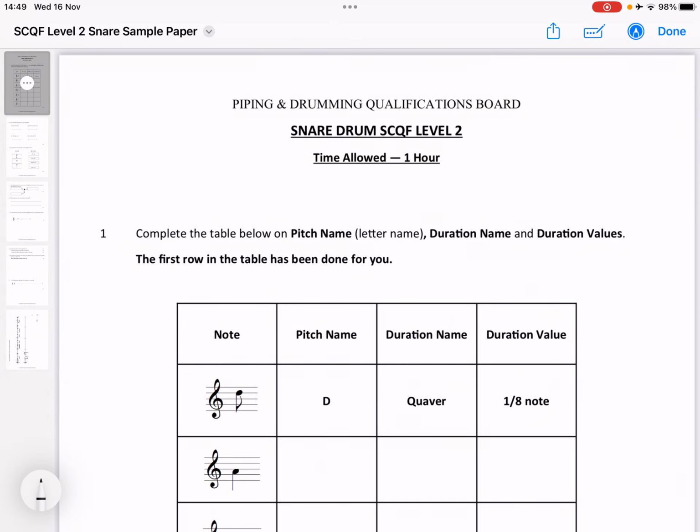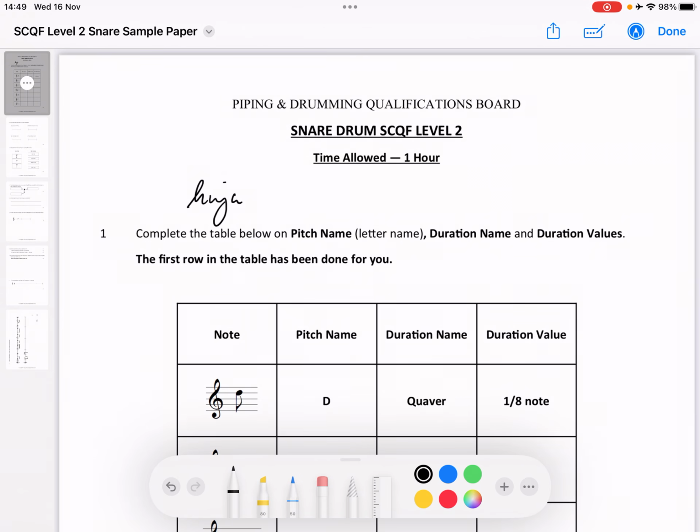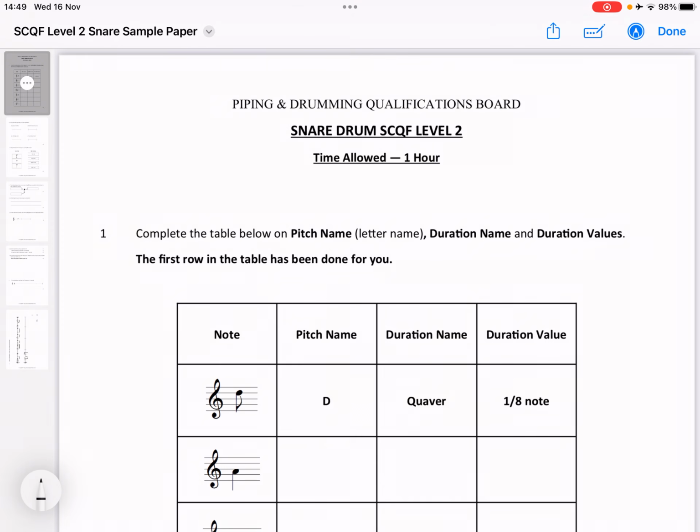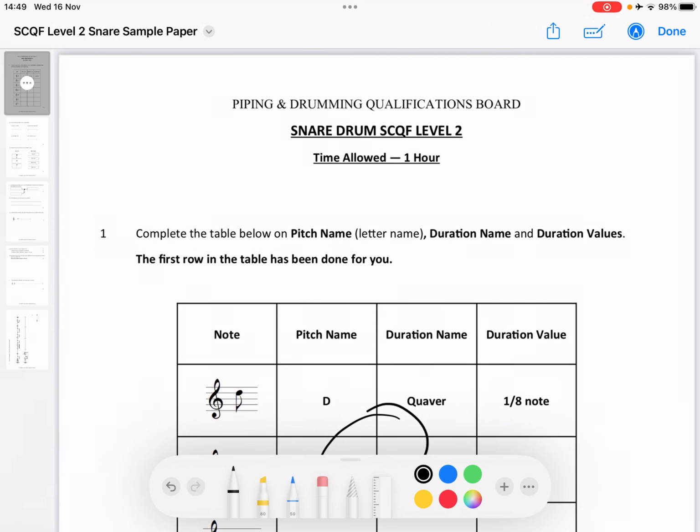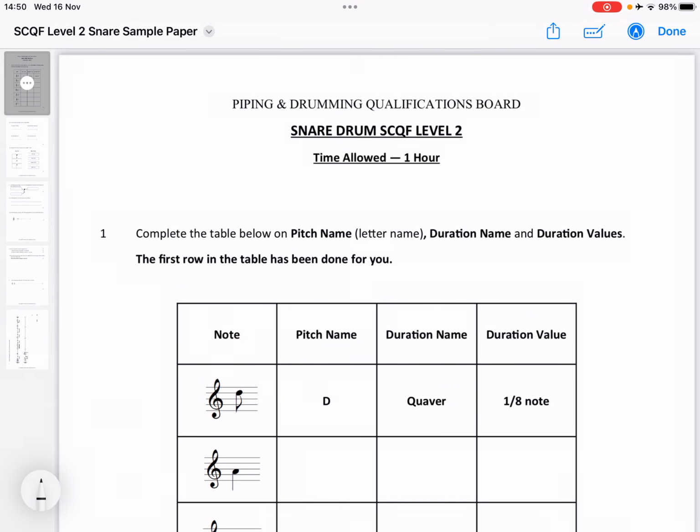Okay, welcome to the level 2 walkthrough of the theory exam. I'm going to be on the iPad screen recording, and all I'm going to do is talk through all the questions, all the answers, and explain how it's done.